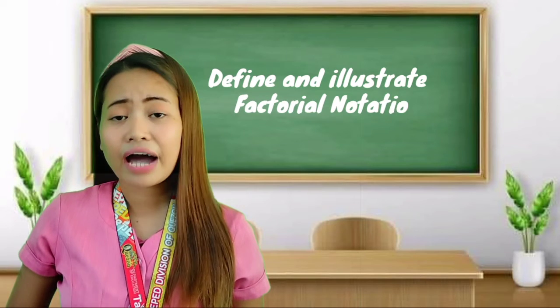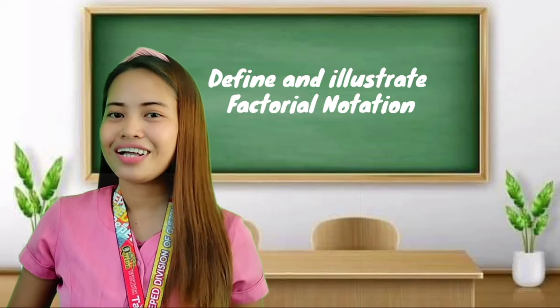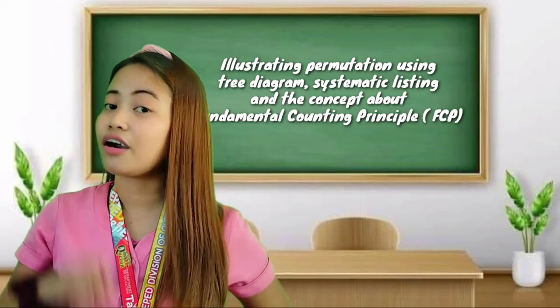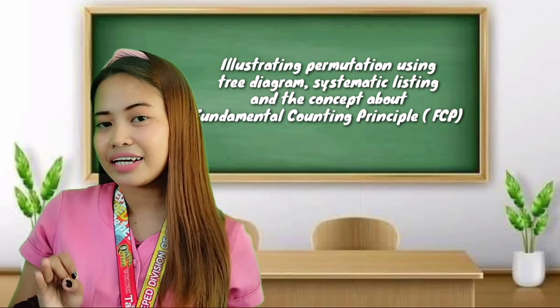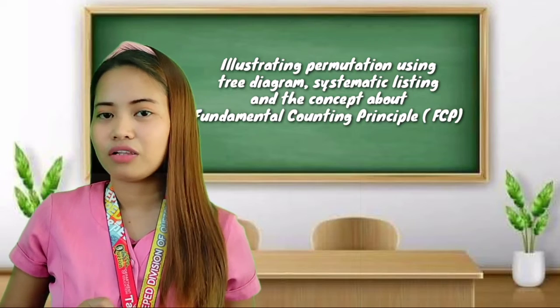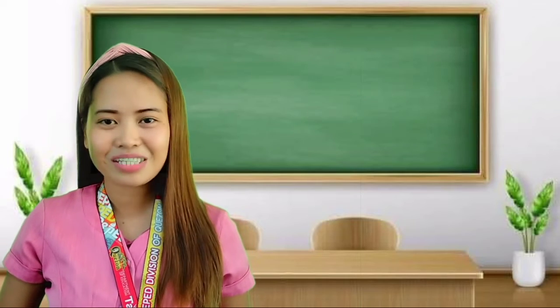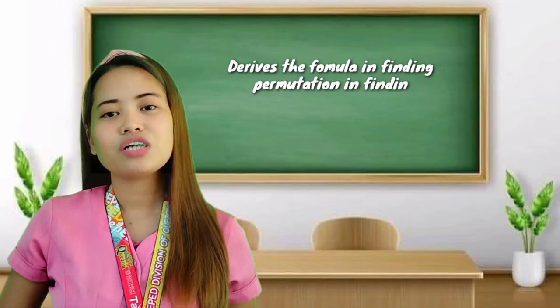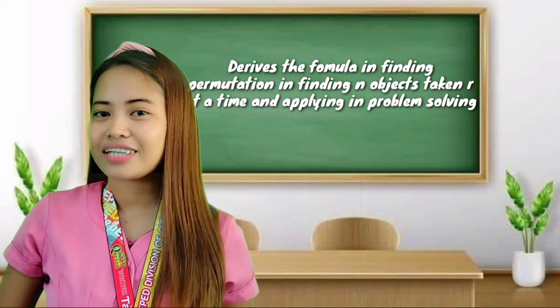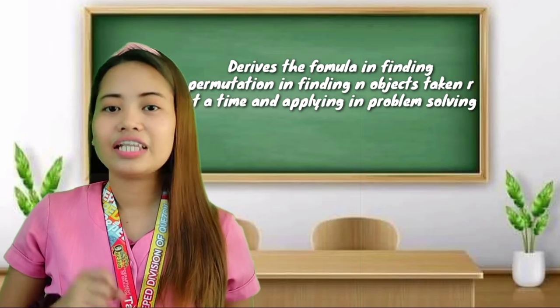At the end of this video lesson, you are expected to: number 1, define and illustrate factorial notation. Number 2, illustrate permutation using tree diagram, systematic listing, and the concept about fundamental counting principle or FCP. And last but not the least, derive the formula in finding the number of permutations of n objects taken r at a time and apply them in problem solving.